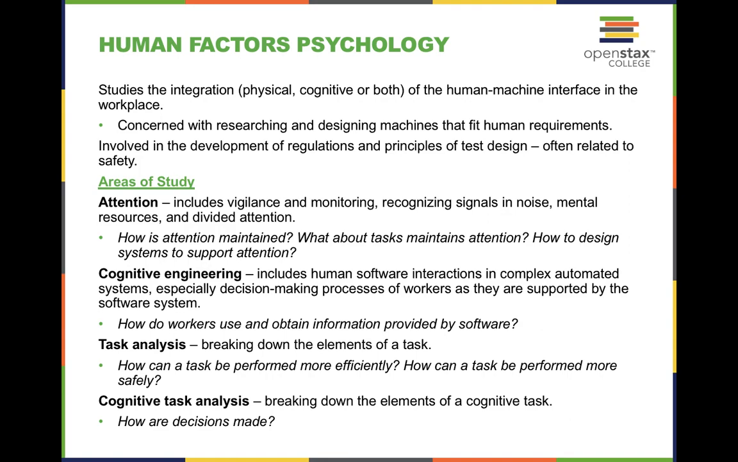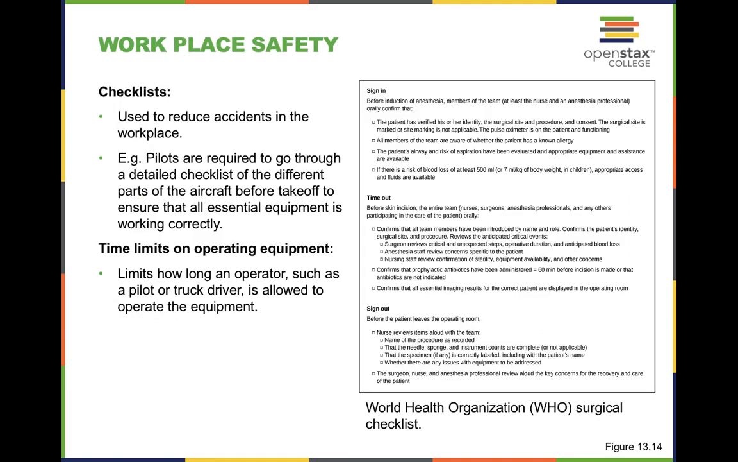Task analysis, breaking down the elements of a task. Questions posed: how can a task be performed more efficiently, and how can a task be performed more safely? And finally, cognitive task analysis, breaking down the elements of a cognitive task. How are decisions made? When it comes to workplace safety, we have to have checklists. They are used to reduce accidents in the workplace.